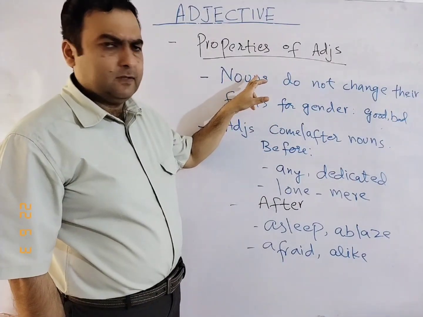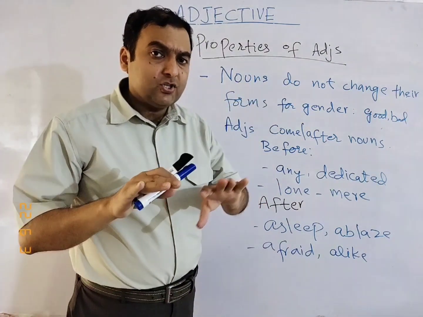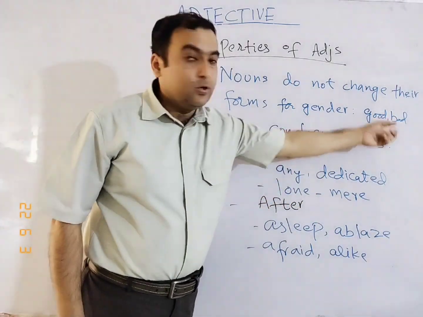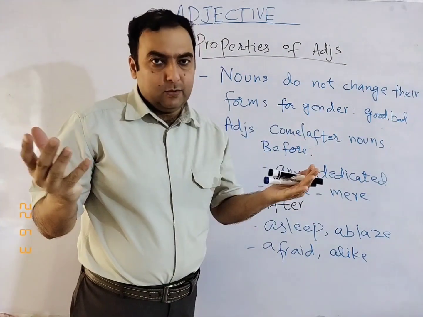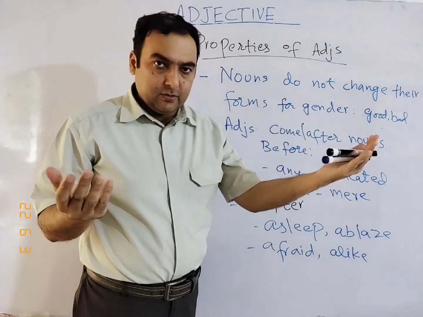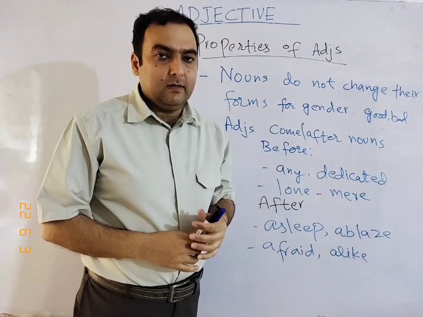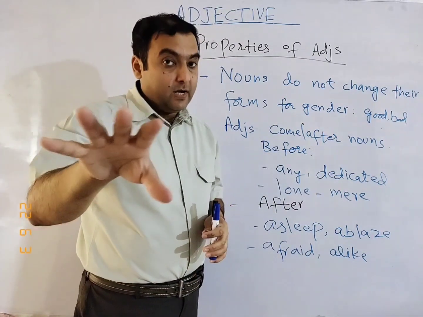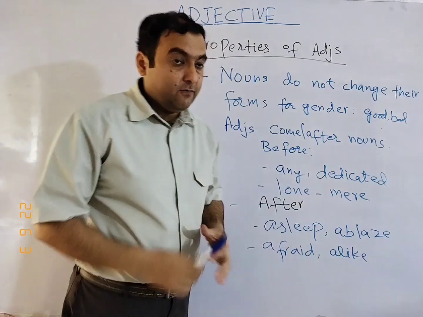Some properties of adjectives. For example, in English, adjectives do not change their form for gender. If there is an adjective, for example, good or bad, and we use good for male or female, it does not change its form. So we'll say he is a good person, she is a good person. He's a bad person, she is a bad person. And for number also, like he's a good person, they are good people. So they do not change their form.